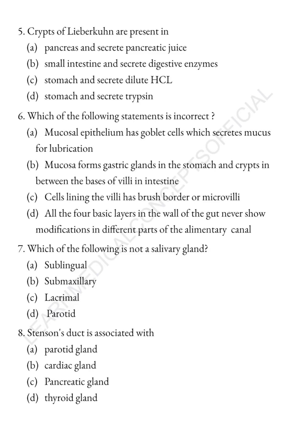Fifth one, crypts of Lieberkuhn are present in option A, pancreas and secrete pancreatic juice. Option B, small intestine and secrete digestive enzymes. Option C, stomach and secrete dilute HCl. Option D, stomach and secrete trypsin. And your time starts now.